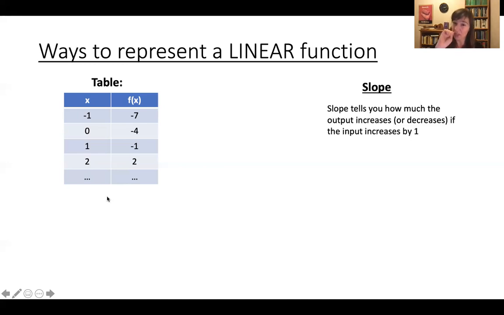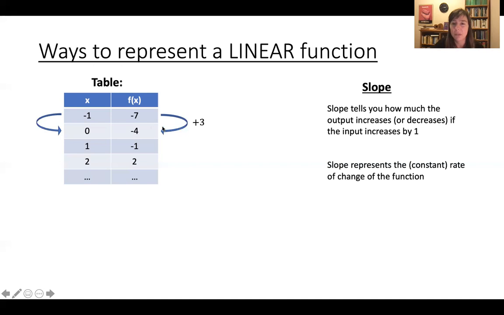Remember, the slope tells you how much the output increases, or decreases if it's negative, if the input increases by 1. So here the input is increasing by 1 from -1 to 0, and the output is increasing by 3 from -7 to -4. But the slope is supposed to be a constant rate of change.